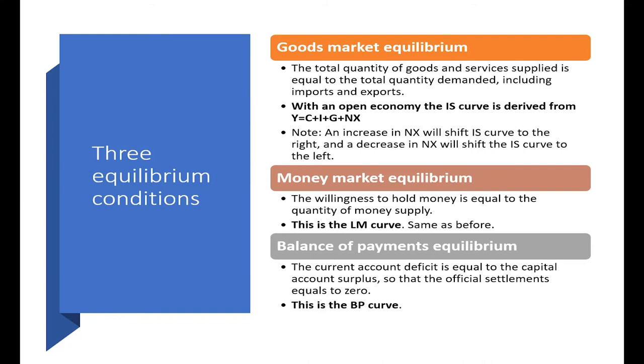What about the money market equilibrium? In the money market equilibrium, we haven't changed anything. If you notice so far, I haven't talked about the quantity of money, or money demand, or any of those things internally. So the LM curve stays the same. So the equilibrium conditions that we had seen in lesson two remain the same.